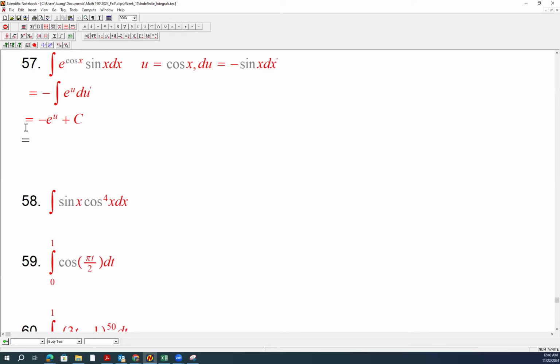Finally, we are almost done. I'm going to crash. u equals cosine x, final answer.